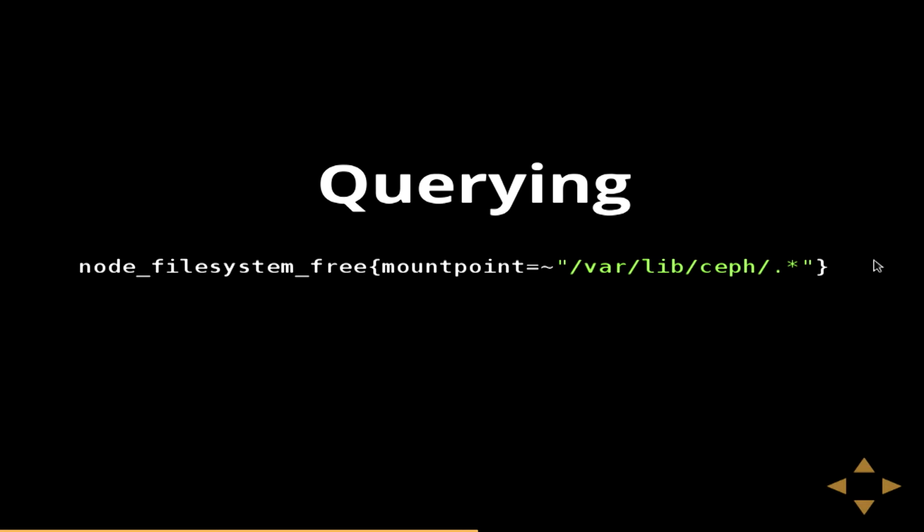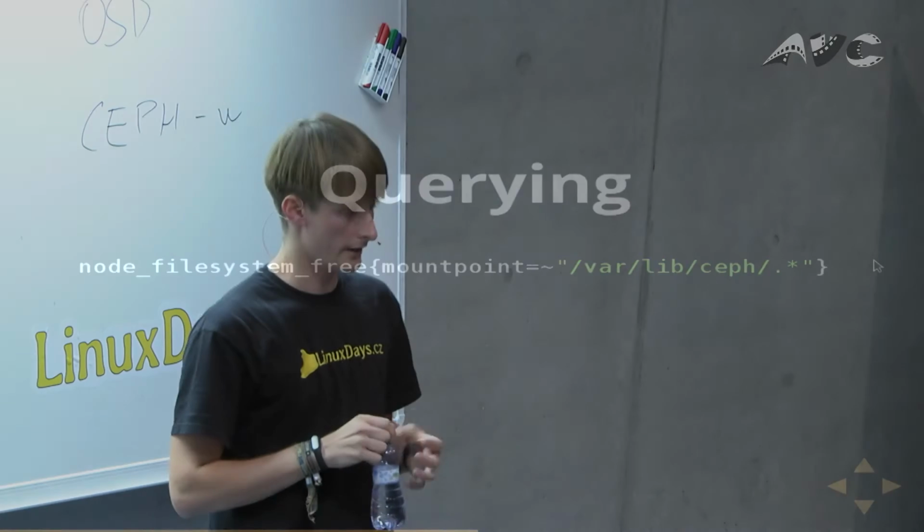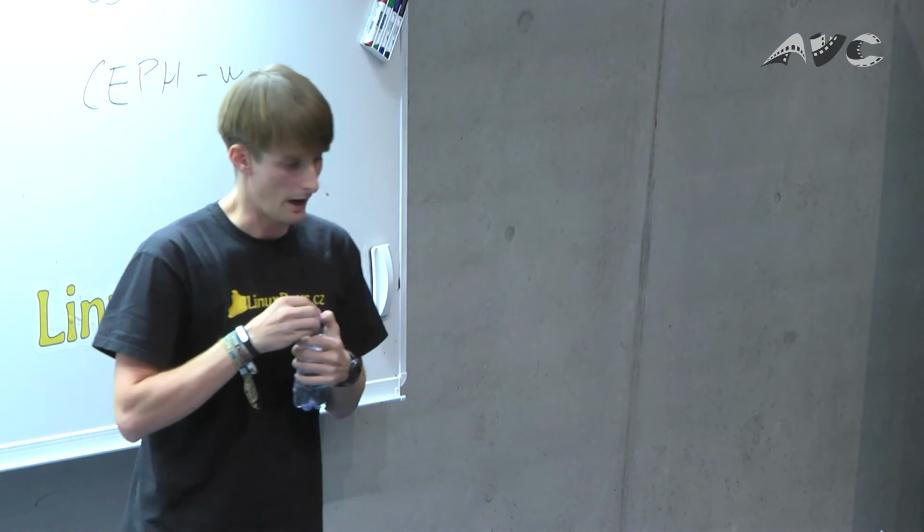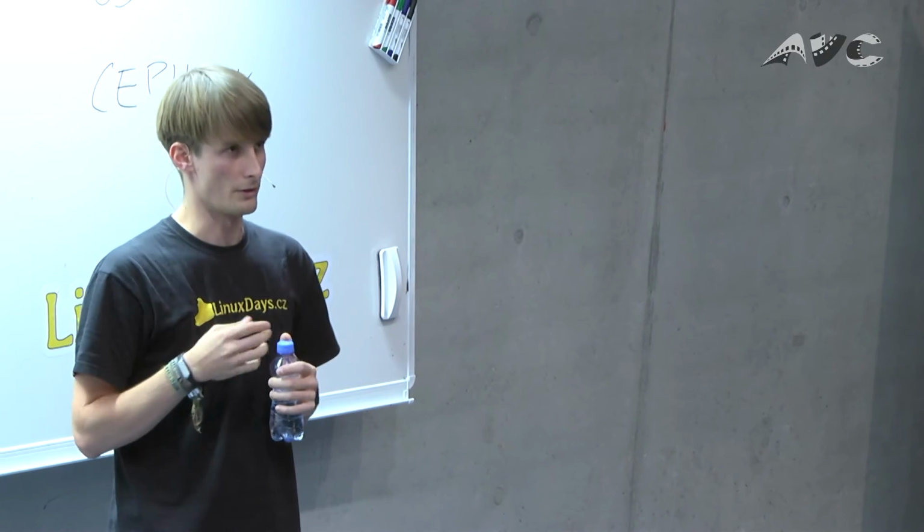So you can see here that I'm asking only for metrics with the label mount point, and I want this label mount point to start with this path. And this query can give me information on how much space is on all of my OSD drives. And I will get it in one place for all hosts.